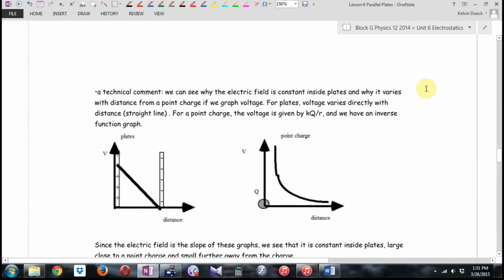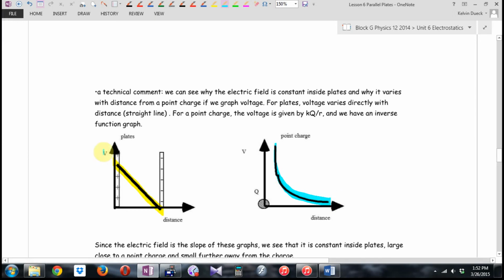Little technical comment here. Here's the third explanation. It's a graphical one as to why the electric field is constant. It turns out if you were to graph voltage versus distance between parallel plates and from point charges, the voltage versus distance from parallel plates is a straight line. The voltage versus distance from a point charge is a curve. And the slope of each of these is electric field.